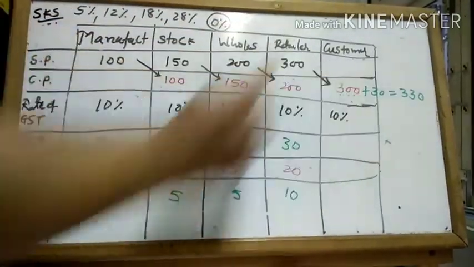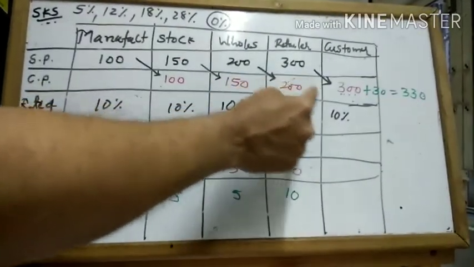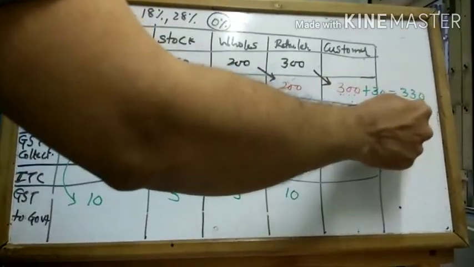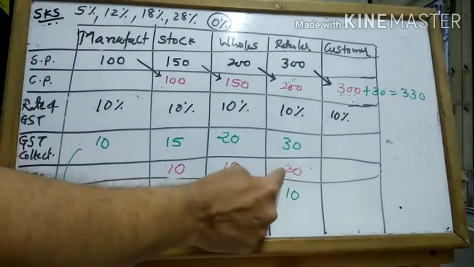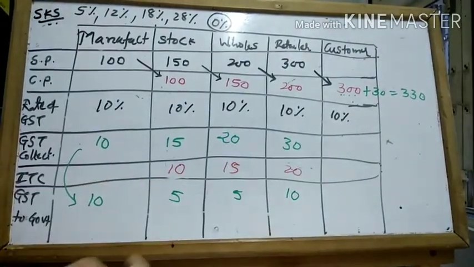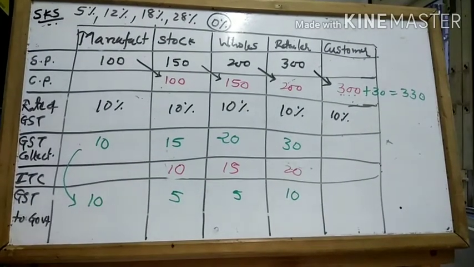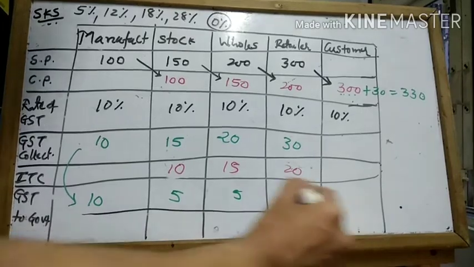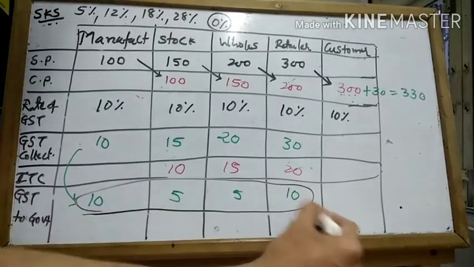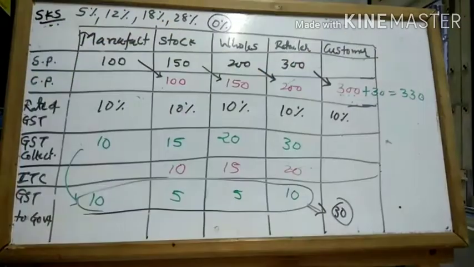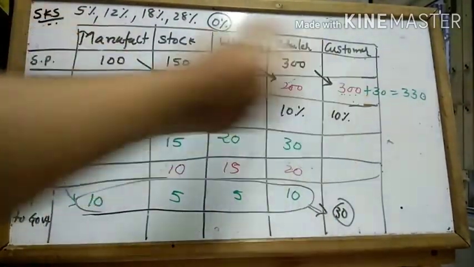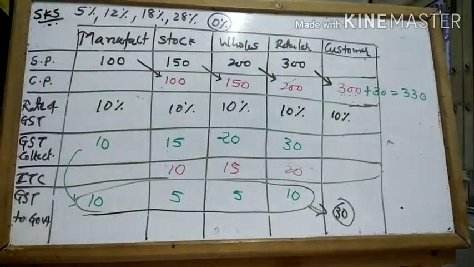Retailer sells it to the customer. Customer will pay rupees 300 plus 30, 330. 30 rupees collected by the retailer, and he got 20 rupees as ITC, that is input tax credit, and he will pay to the government rupees 10. So if you sum up this entire row, it comes to 30, and that is the amount paid by the customer as GST. 300 was his cost price.